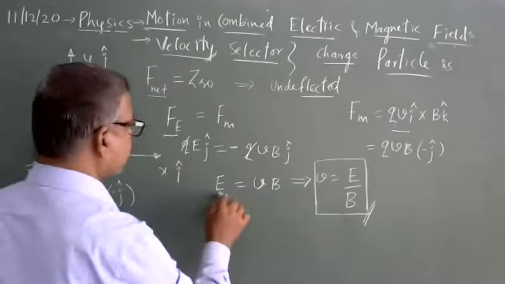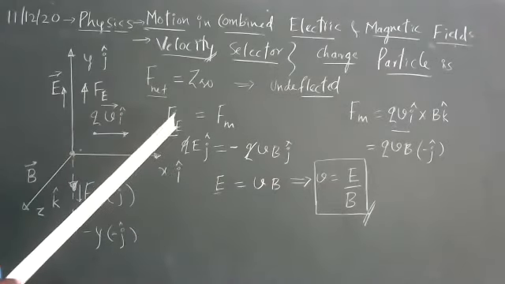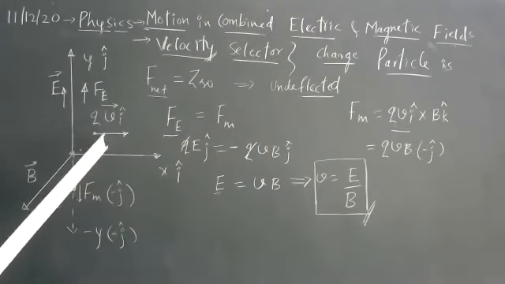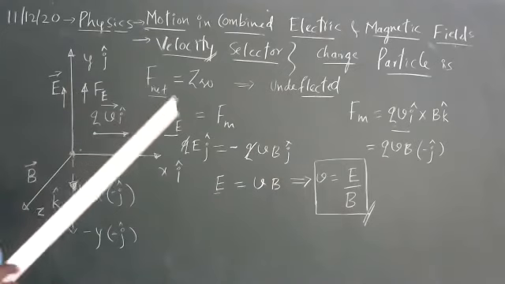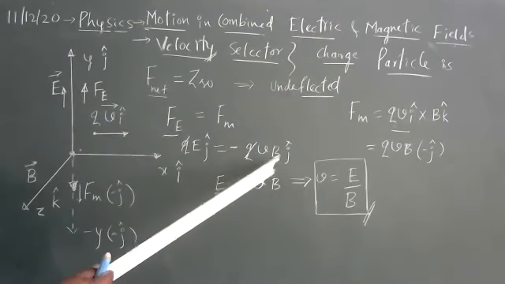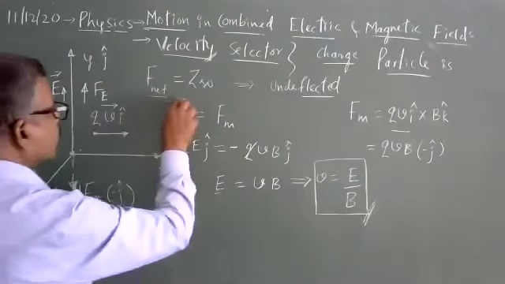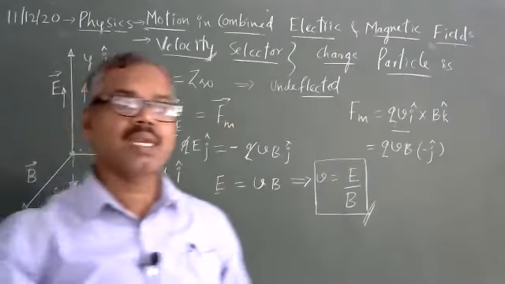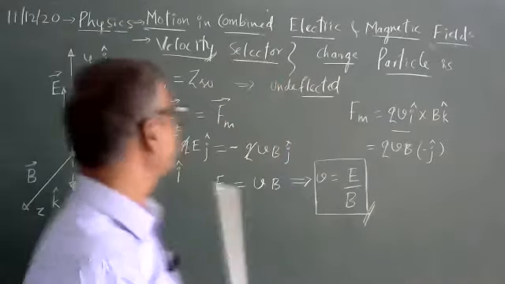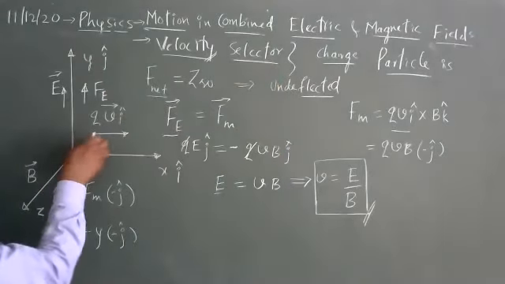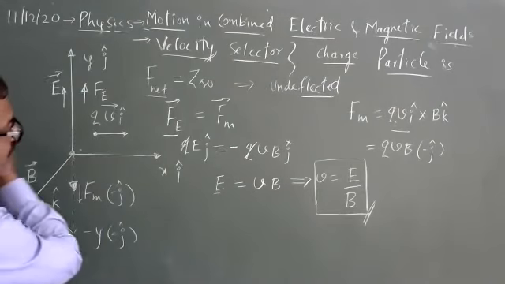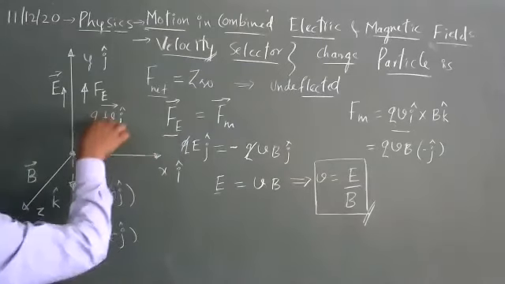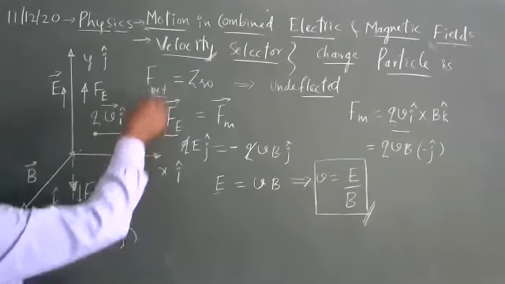What is this relationship? When the particle is moving under the influence of combined electric and magnetic fields, electric force is along the plus j direction, magnetic force is along the minus j direction. If the magnitude of electric force is equal to the magnitude of magnetic force, if they are equal in magnitude and opposite in direction, the net force is going to be zero. If the net force acting on the particle is zero, the particle moves undeflected. It continues to move in the direction of the x-axis.